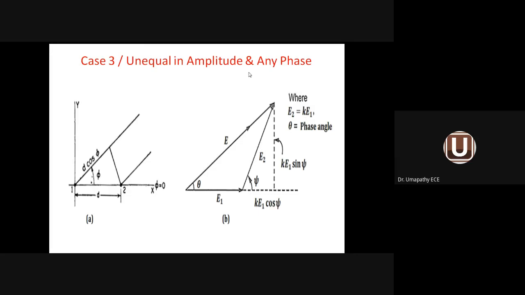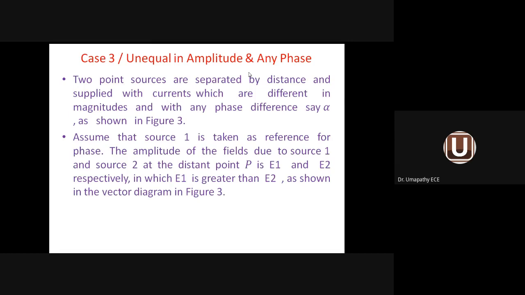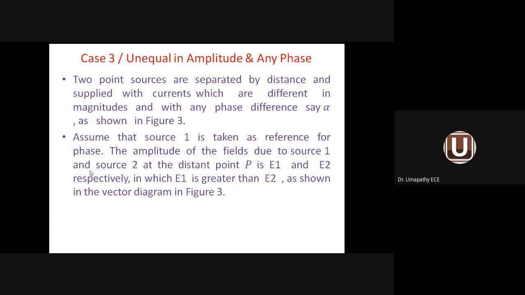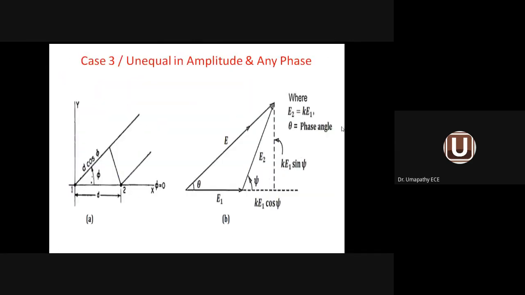So unequal amplitude and any phase, we are going to discuss it now. Why we are placing source 1 at the origin means we are taking source 1 as a reference. Source 1 is taken as a reference for the phase. So the amplitudes of the fields due to source 1 and source 2 are E1 and E2. E1 is greater than E2 as shown in the vector diagram. So where is the vector diagram? This one is the vector diagram.